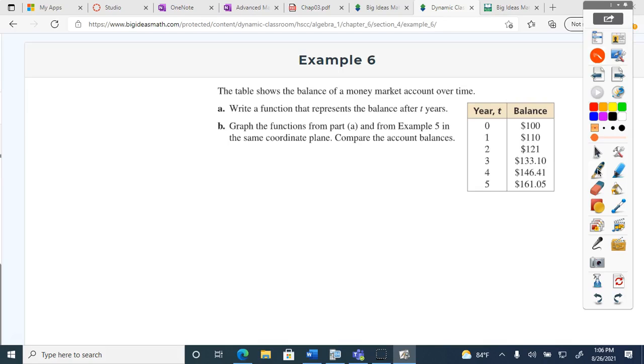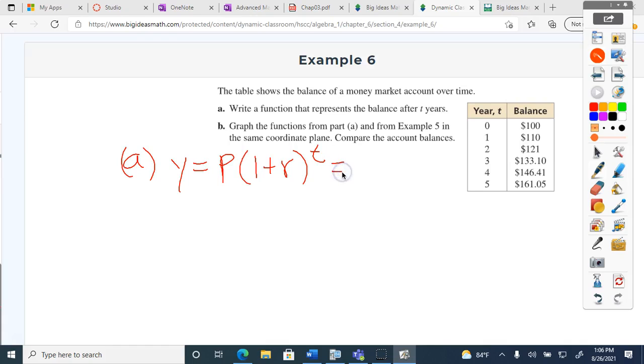So it says, write a function that represents the balance after t years. I'm on page 317. So this is just y equals P times (1 plus r) to the t power. Notice I didn't do the n's, because does it say anything about compounding? No. So this is just your regular interest rate.